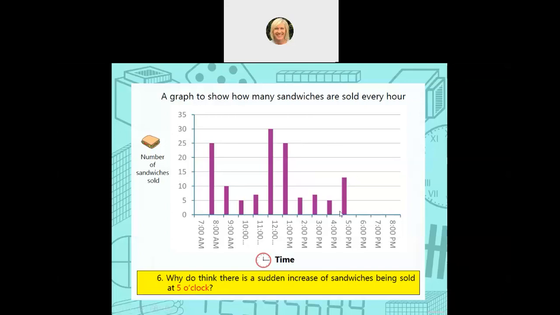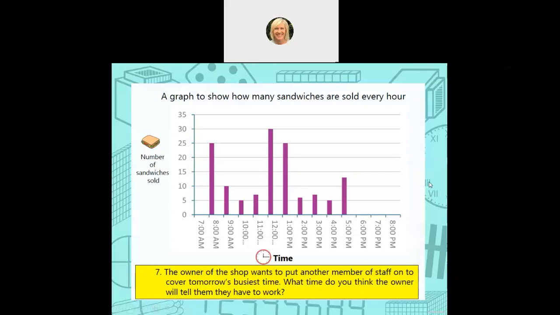We're asking you to explain what do you think happens here. Think about what you know about yourself and other people and their food intake or hunger levels at different times during the day, and have a guess as to why you think more sandwiches are being sold at 5 o'clock.